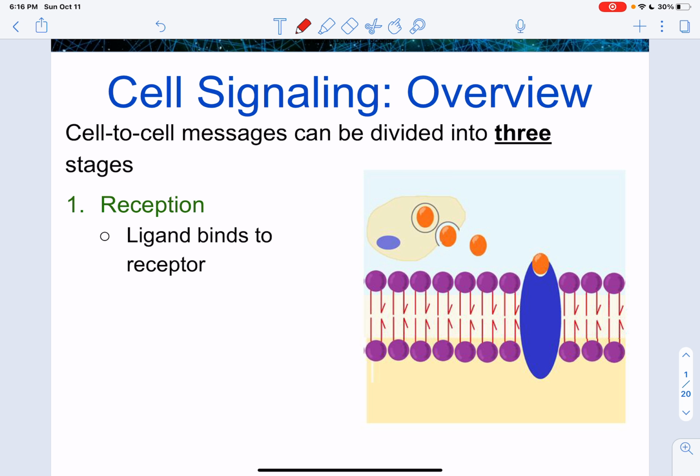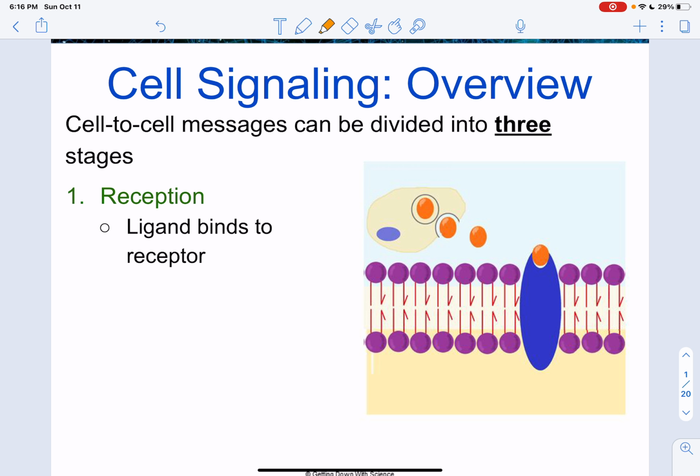So the first step is reception. This is when a ligand binds to a receptor. A key gets into the lock. Please get familiar with this vocabulary as it will be used pretty frequently in this unit. Like a key, the ligand will act as a key, and the receptor will act as a lock.